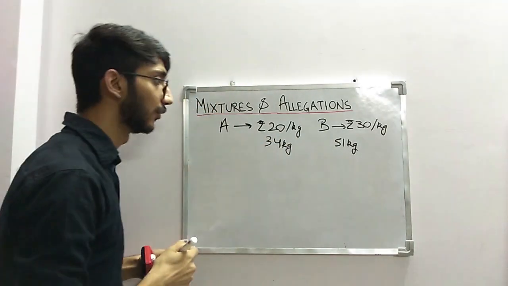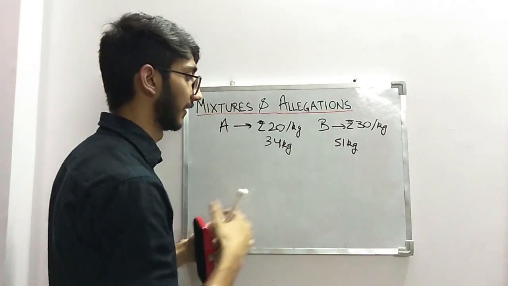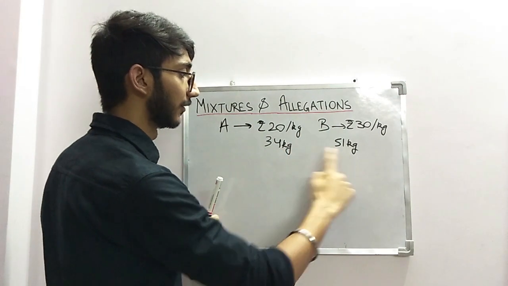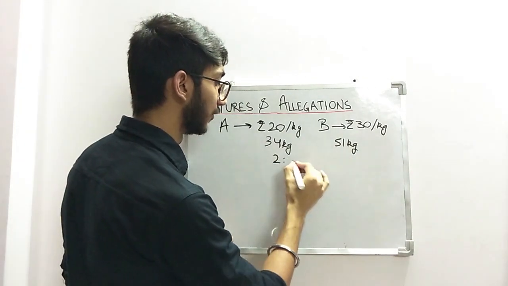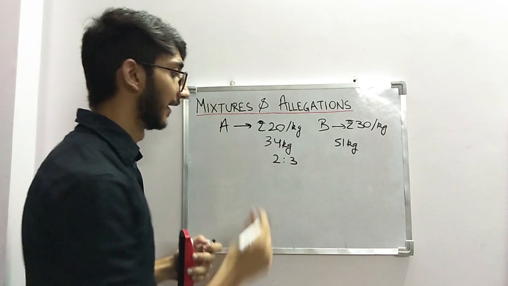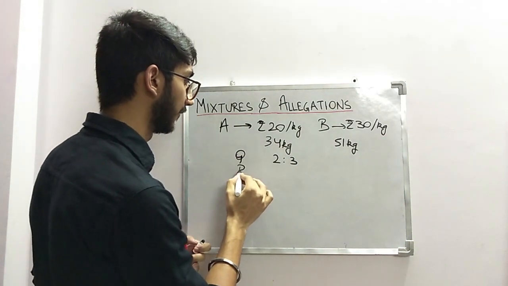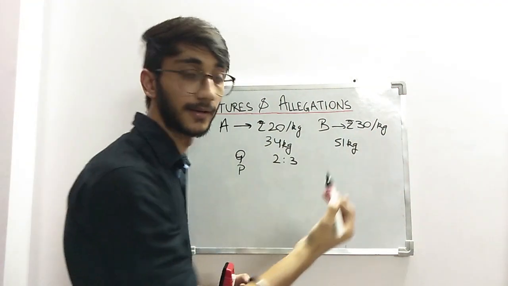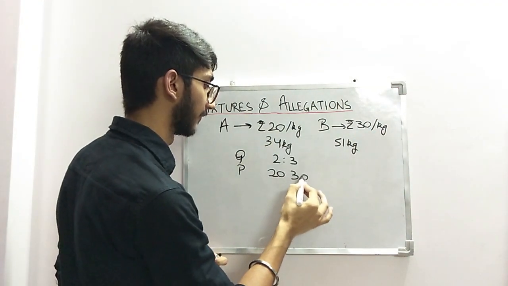So what we need to do is calculate the ratio of the quantities of mixture, right? So if we calculate the ratio, it will go by 17. So the ratio of quantities will come out to be 2:3. So these are the quantities. Now here we'll have to write the prices. The prices are 20 and 30 respectively. So we have 20 and 30.